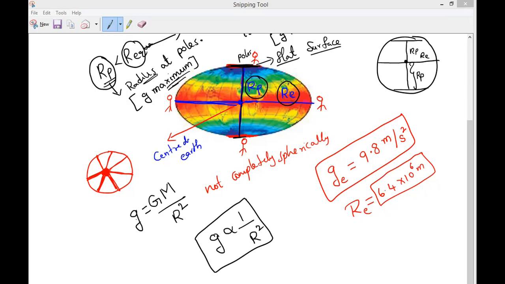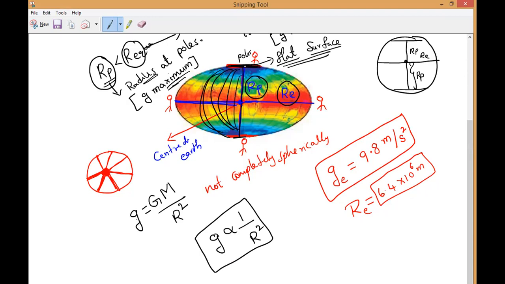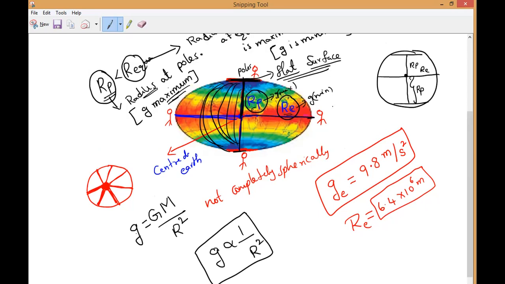Understanding? Latitude and longitude you people study. So from place to place with the latitudes, the g values keep on varying, because at the poles it has a flat surface, so it has a different radius compared to the equator line. Here minimum radius, here maximum radius. At minimum radius the g value is maximum, and at maximum radius the g value is minimum. So if R is varying, the radius of the earth is not constant at all points, then the g value is also not constant.